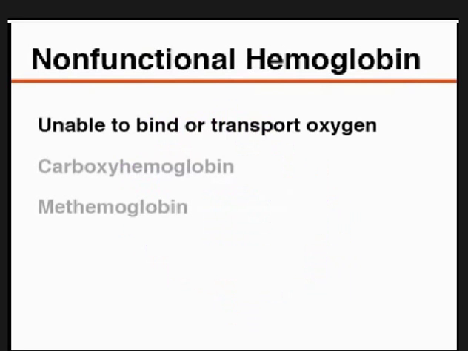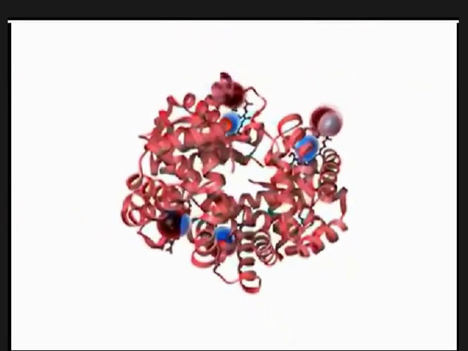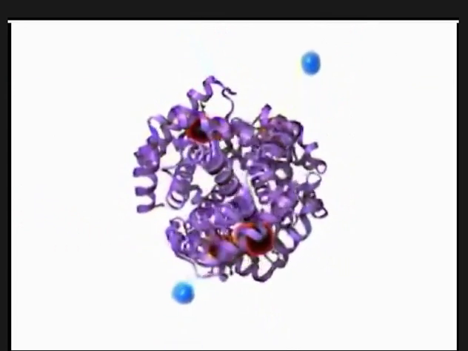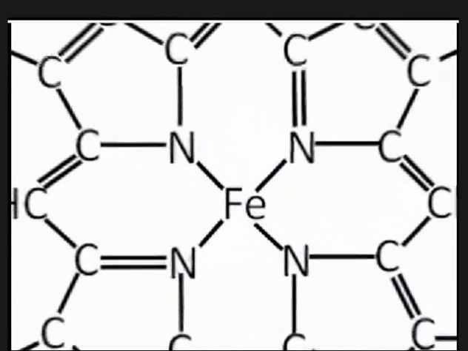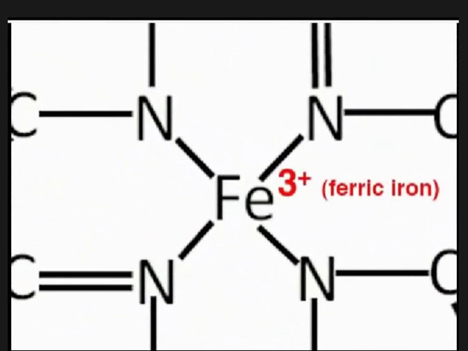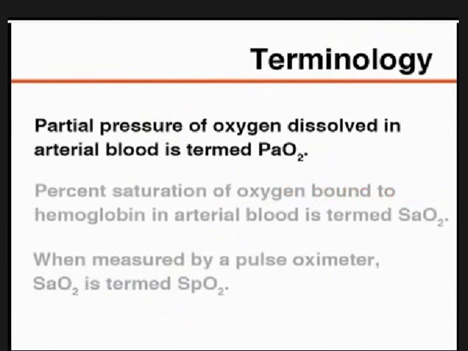Non-functional hemoglobin is unable to bind or transport oxygen and is present as carboxyhemoglobin and methemoglobin. Carboxyhemoglobin is hemoglobin bound to carbon monoxide. Methemoglobin is hemoglobin that contains ferric iron, Fe3+, an oxidized form of the oxygen-carrying ferrous iron, Fe2+, which is found in functional hemoglobin. The partial pressure of oxygen dissolved in arterial blood is termed PaO2.